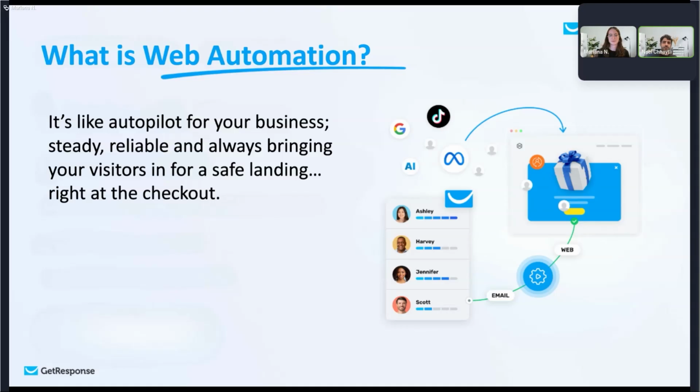Okay, so I've already covered the issues that most businesses suffer from. Now, how does automation really help? It is actually like autopilot for your business. It is steady, reliable, and always bringing your visitors in for a safe landing right at the checkout, meaning that you will get that conversion. How? It's through a series of triggers and actions.